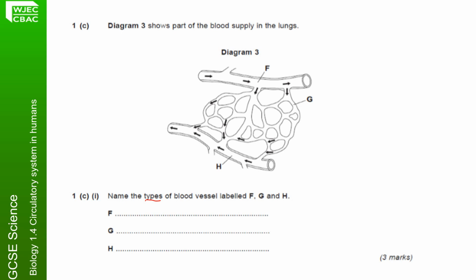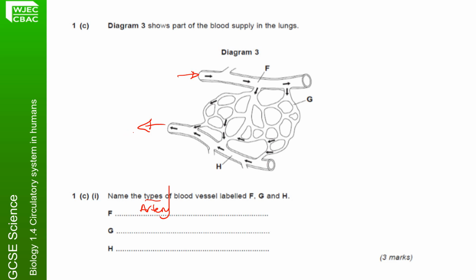Diagram 3 shows part of the blood supply in the lungs. Now we can see the blood supply is coming from here, F, and it's going away here. So if the blood is coming into the lungs, we can assume that the blood is deoxygenated that's coming into the lungs. So this blood vessel that's come away from the heart and to the lungs has to be, if it's away, an artery. It actually would be the pulmonary artery, but just artery is fine.